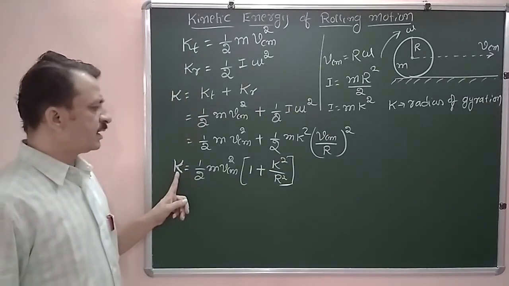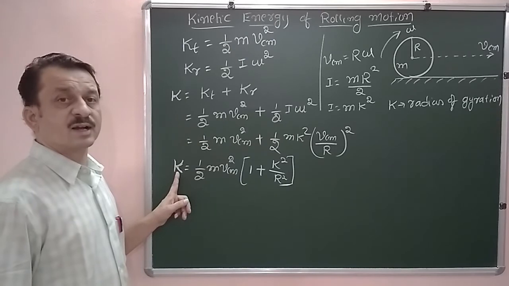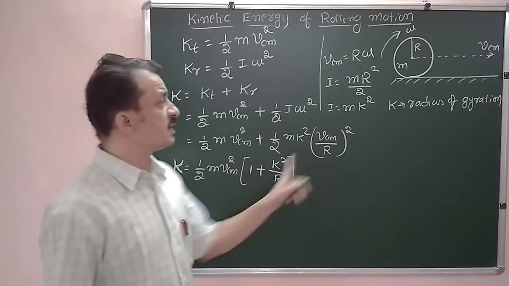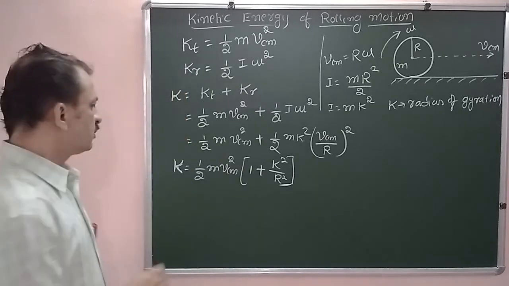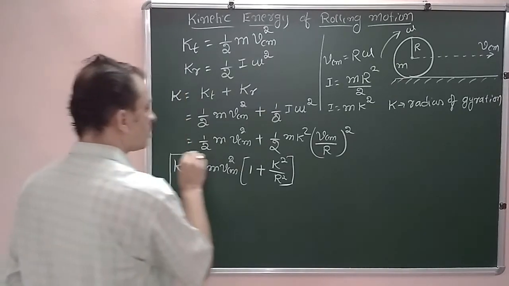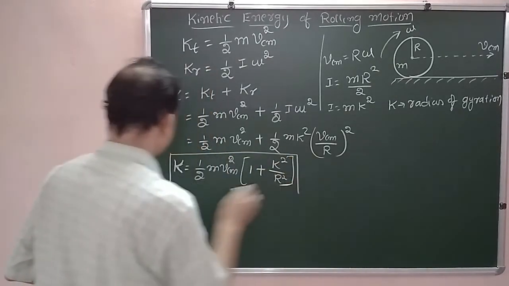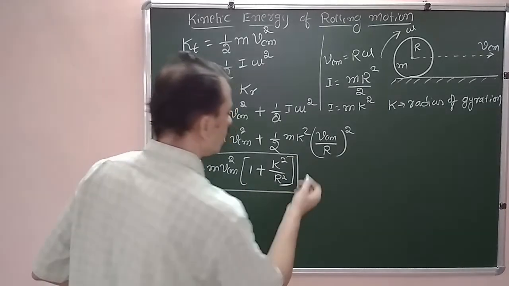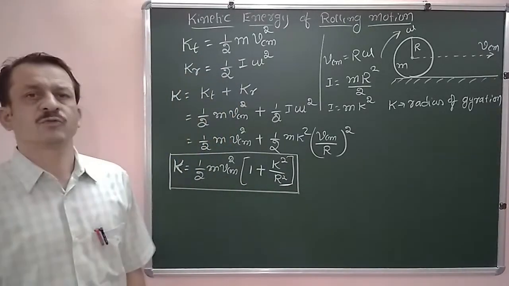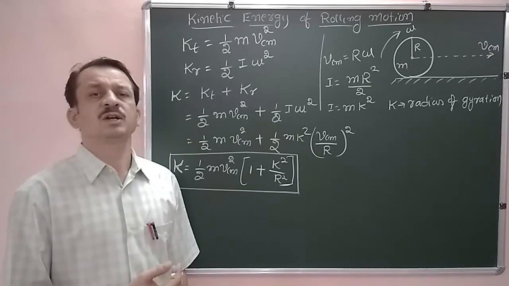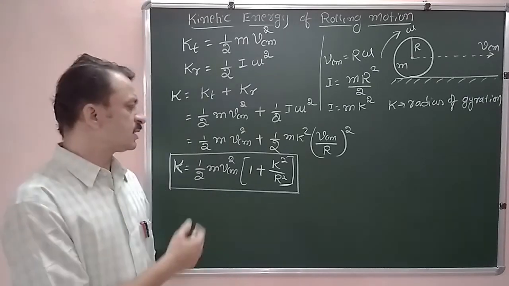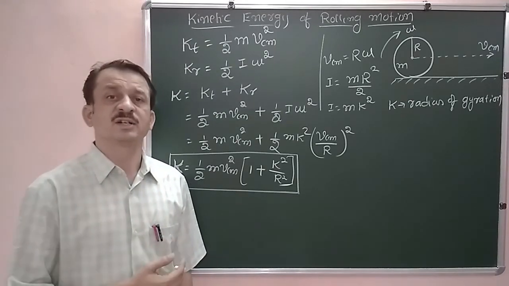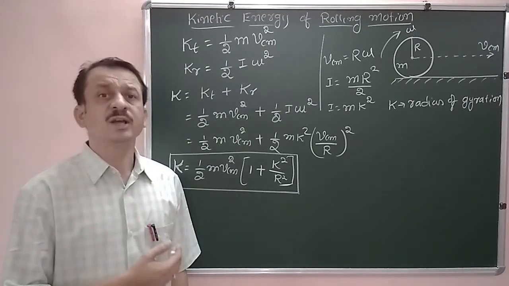Now this k is the radius of gyration. Now this is the final expression for total energy in the case of rolling motion. It consists of two parts. One part is due to kinetic energy of the translational motion and the other part is due to kinetic energy of the rotatory motion.